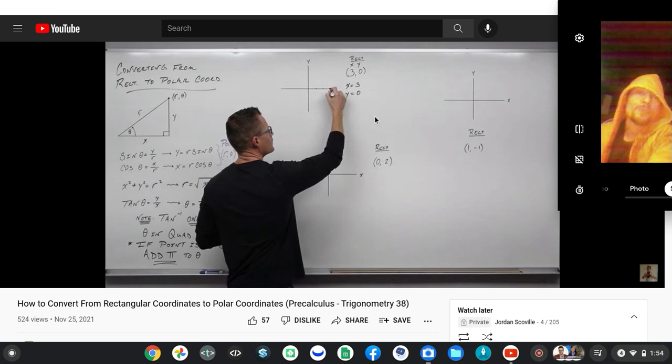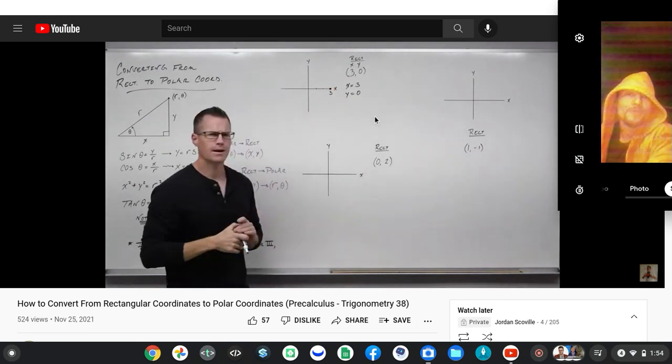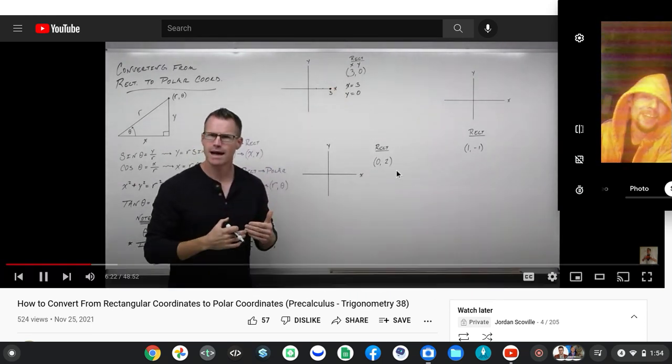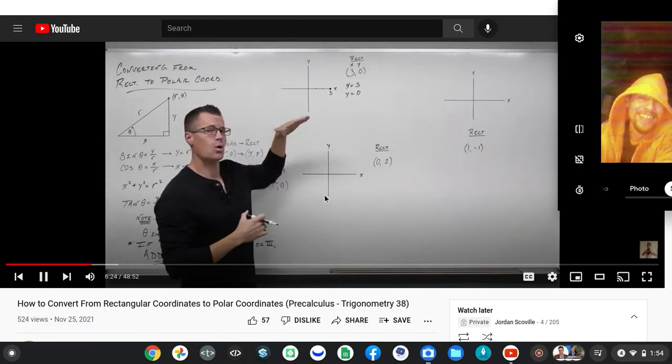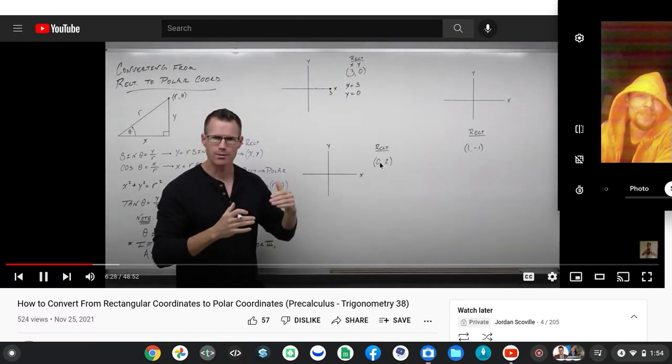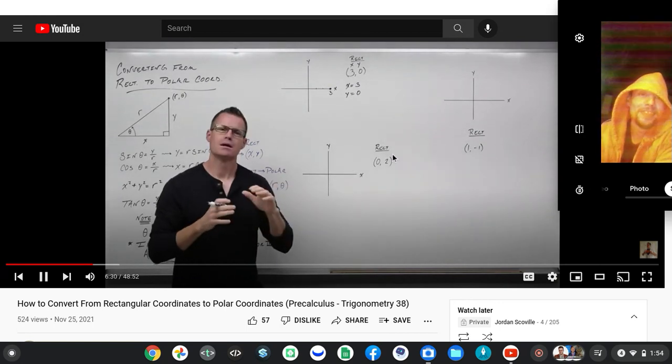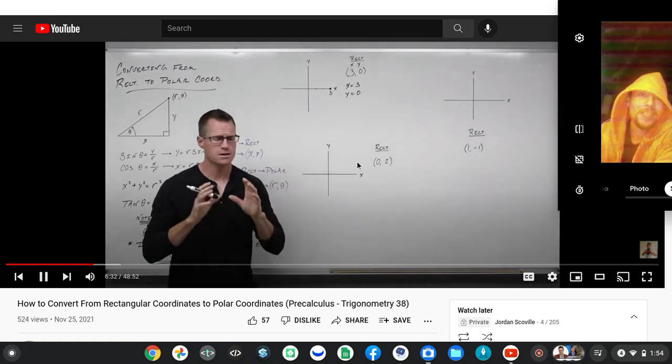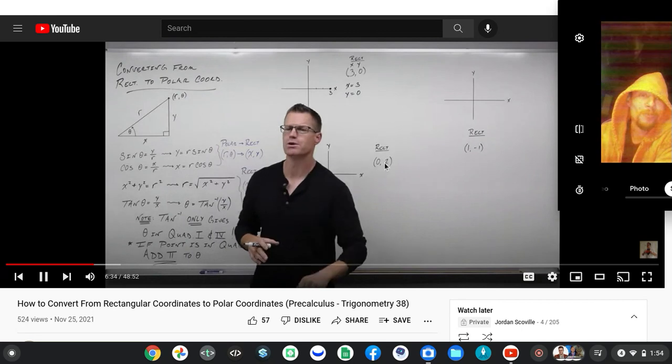Now, that's right on the axis. That would be like a quadrantal angle if we're talking polar coordinates. We're not yet, but if we were, that'd be a quadrantal angle. 0, 1, 2, and negative 1 on the other side.